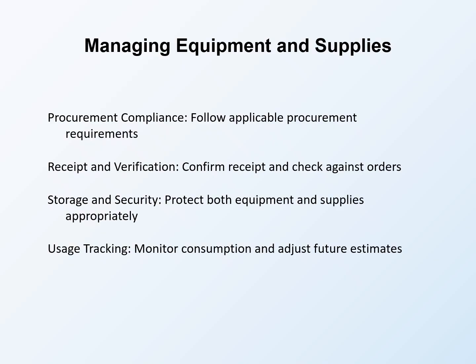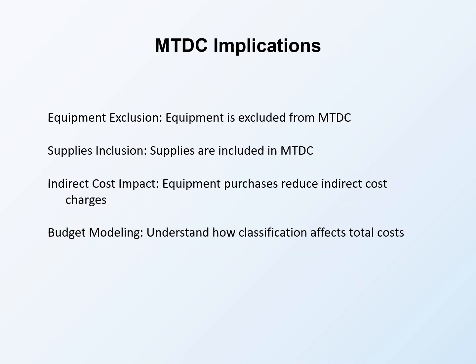Usage tracking monitors consumption and helps you adjust future estimates. Are you using supplies faster or slower than expected? Is equipment being utilized as planned? Tracking usage helps you manage current resources and improve future budgeting accuracy. The equipment versus supplies distinction affects indirect cost calculations. Understanding this relationship helps you appreciate the full budget implications of each classification.